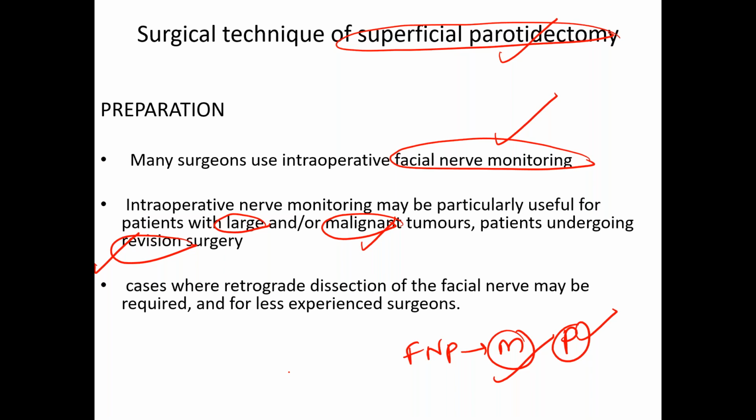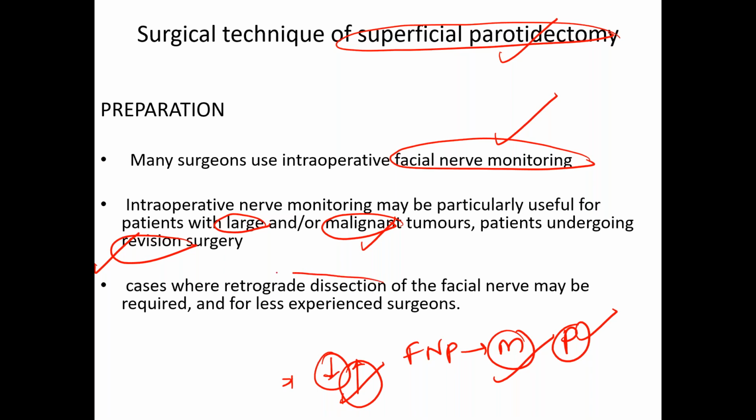Nerve monitoring is a device which is like an ECG. When you connect it and there is any problem to the nerve, if you are touching the nerve, it will show the indicator, and a sound will come saying you are damaging the nerve. So the indicator will come, and you should not damage that nerve.